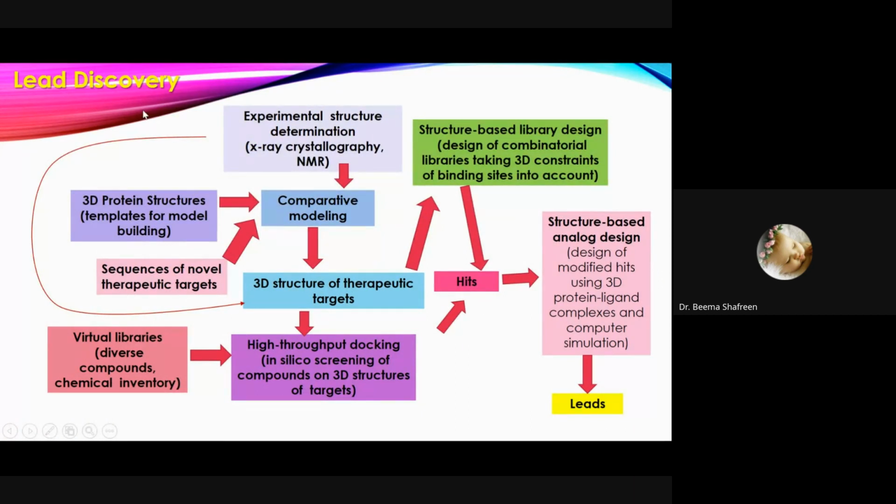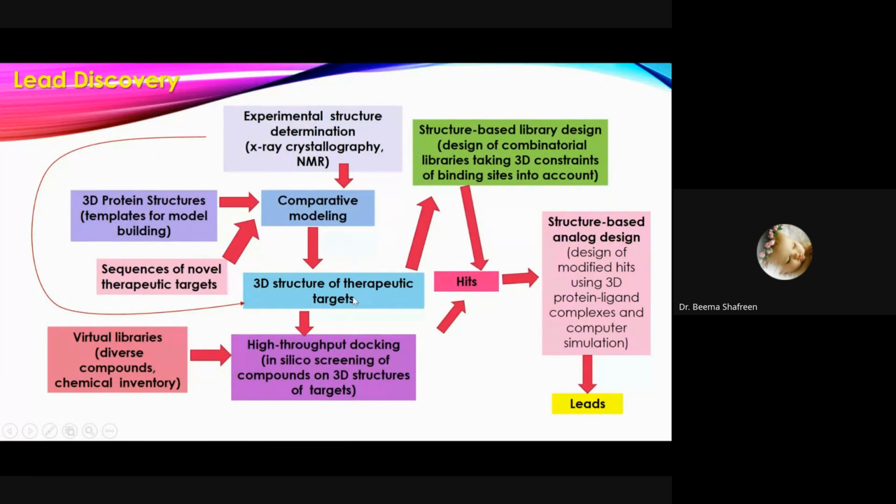So how is the lead being discovered? The lead is discovered through different methods. You have the experimental data, through X-ray crystallography or NMR. You have the crystal structures here. If the crystal structure is absent, we go for a different process called homology modeling, where you use the template structure and build a model. And if you have only the sequence of a novel therapeutic target, you can go for comparative modeling with this experimental model, and we can design a 3D structure for the therapeutic target.